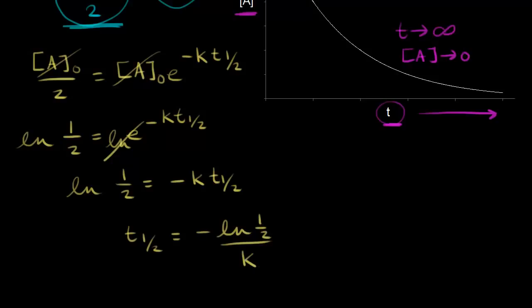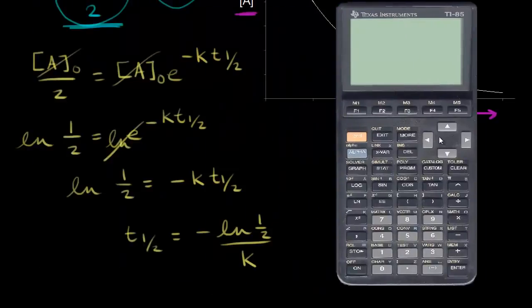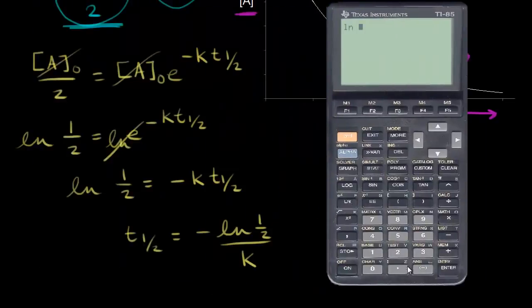All right, let's get out the calculator and let's find out what natural log of 1/2 is. So natural log of 0.5 is equal to negative 0.693. So we have the negative of that, so we get a positive value here for our half-life.